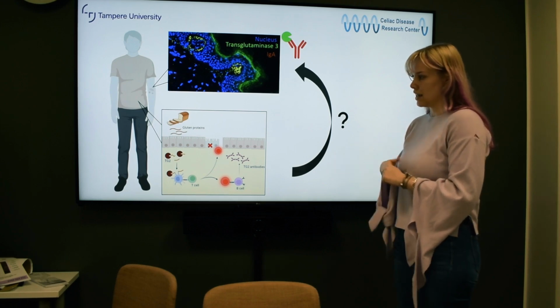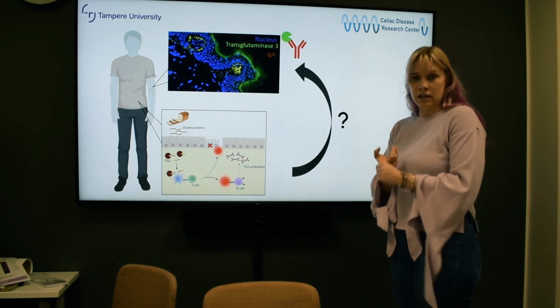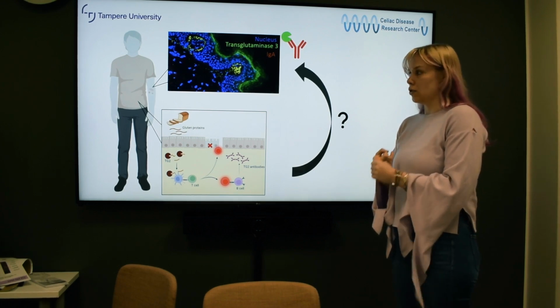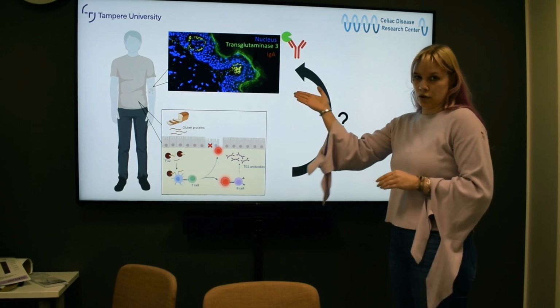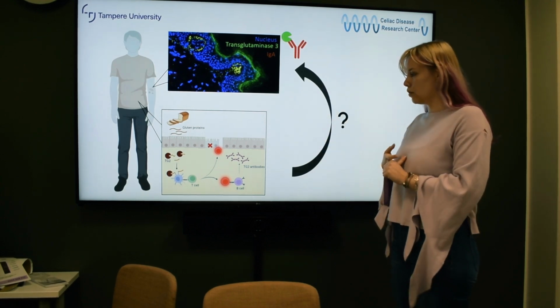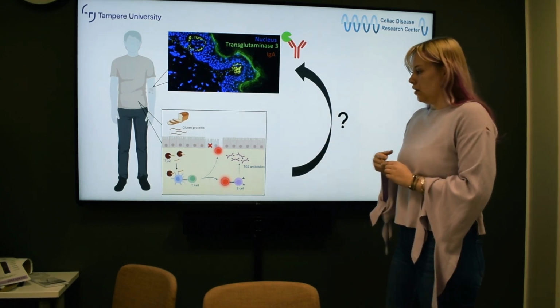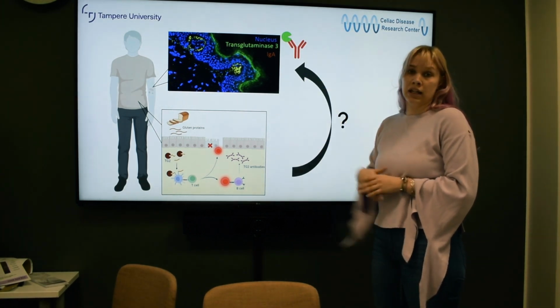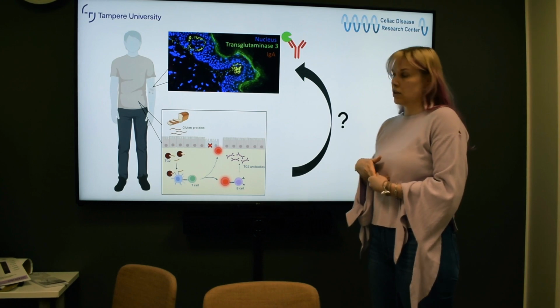First of all, as I said, why do not all celiac patients who have transglutaminase 3 antibodies get dermatitis herpetiformis? Secondly, how is the inflammation in the intestine relayed into the skin immunologically in dermatitis herpetiformis patients?